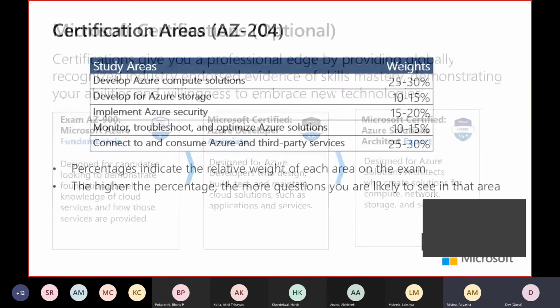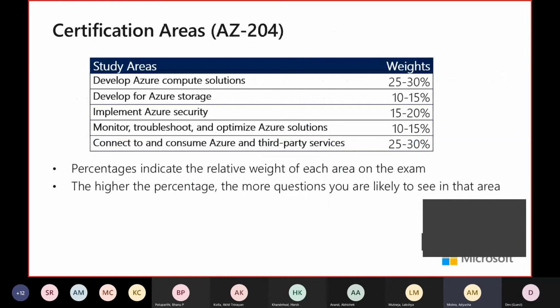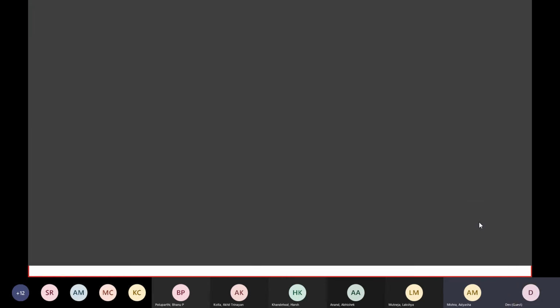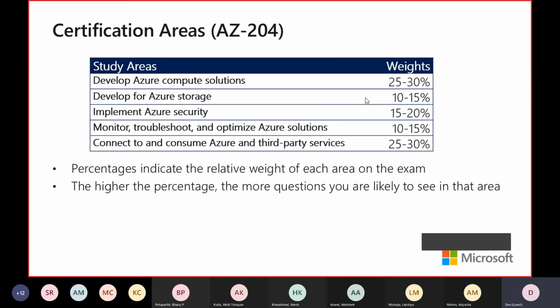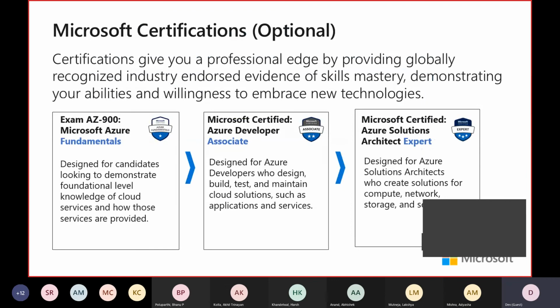Hey, I had a question. Before this certification, do we need to have a certification in Azure Fundamentals as well? Yeah, I was coming to that. So that's how the next part is. Here you have this process.